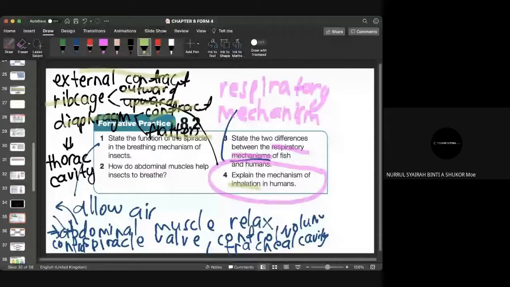Alright, next baru you cakap pasal volume of thoracic cavity. Lepas tu cakap pressure dekat thoracic cavity, barulah air masuk ke dalam ataupun air keluar. Alright? Easy. Okay, next.